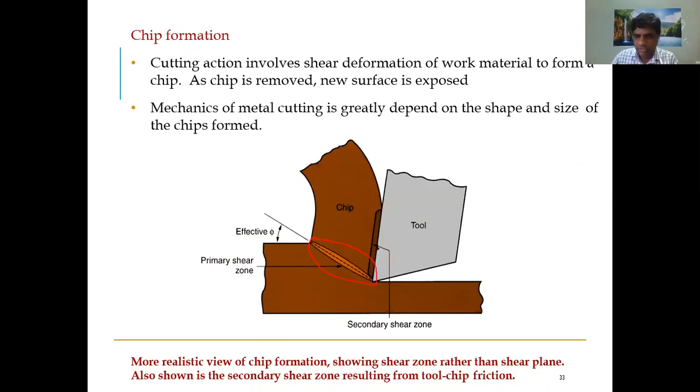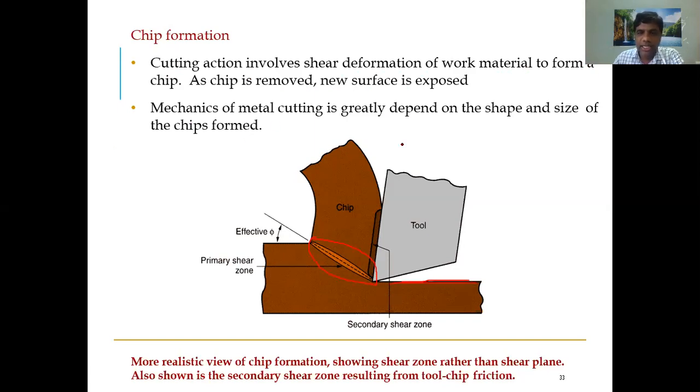This is called the face of the tool, and from this the chip is coming out. So cutting action involves the shear deformation of the work material to form a chip. As the chip is removed, a new surface is exposed. Obviously, when the chip is coming out, here you see the new surface is coming. This new surface is called the machined surface.